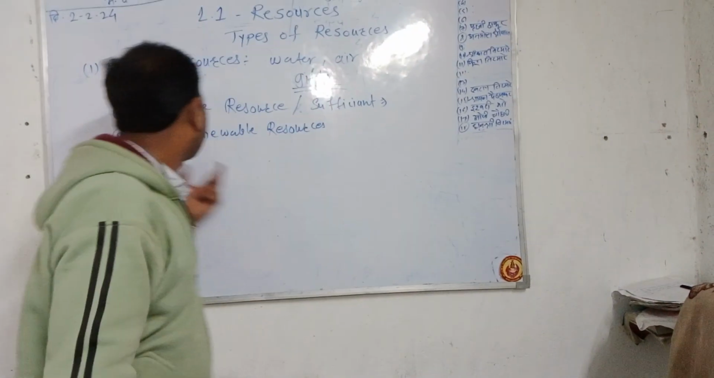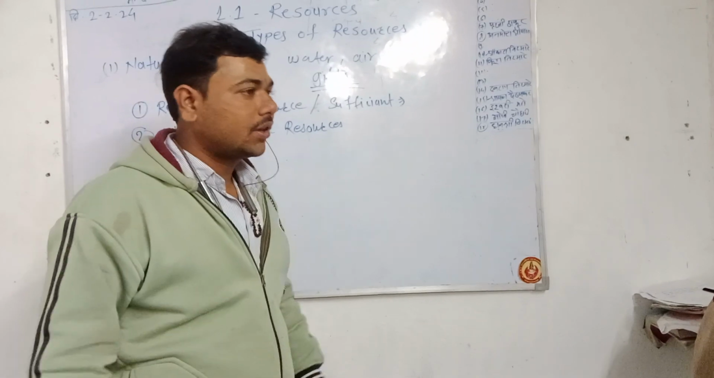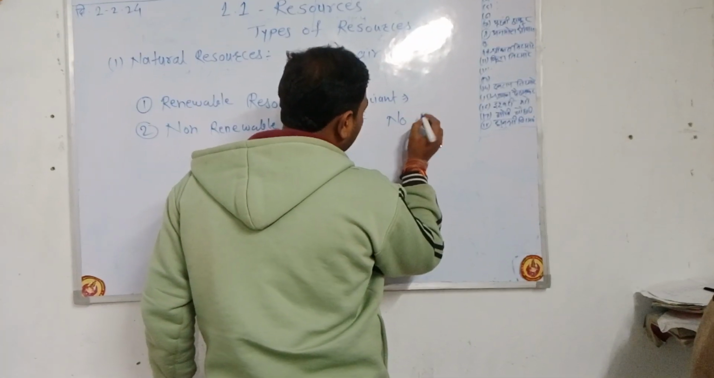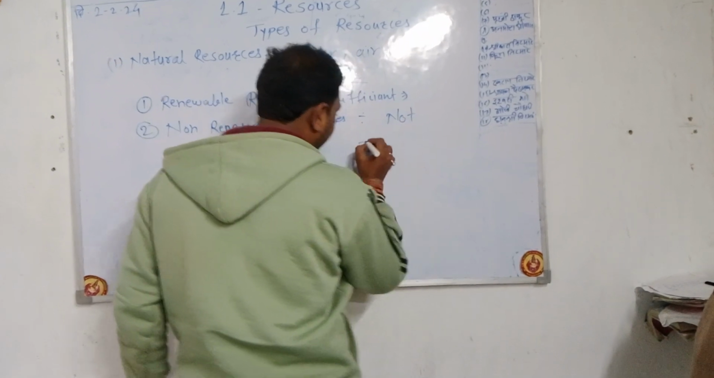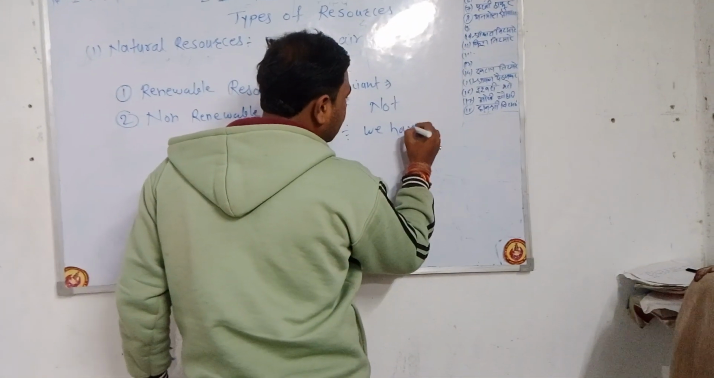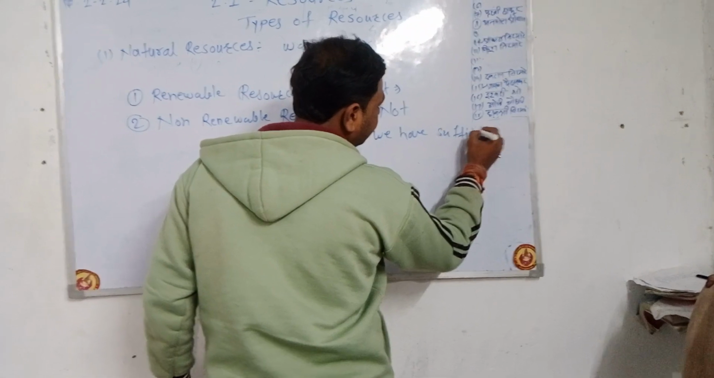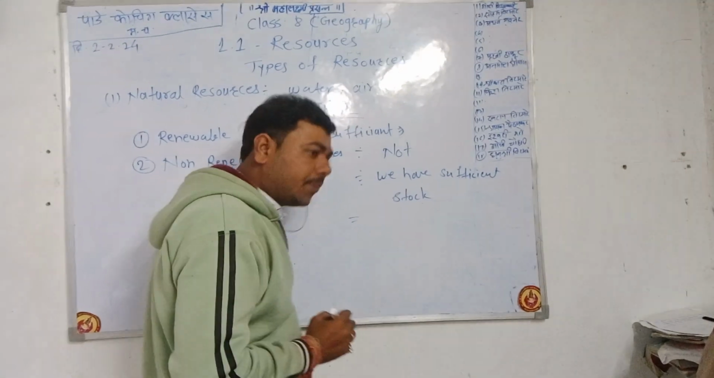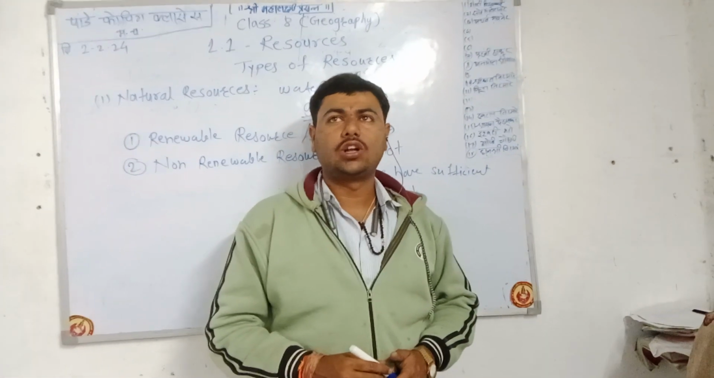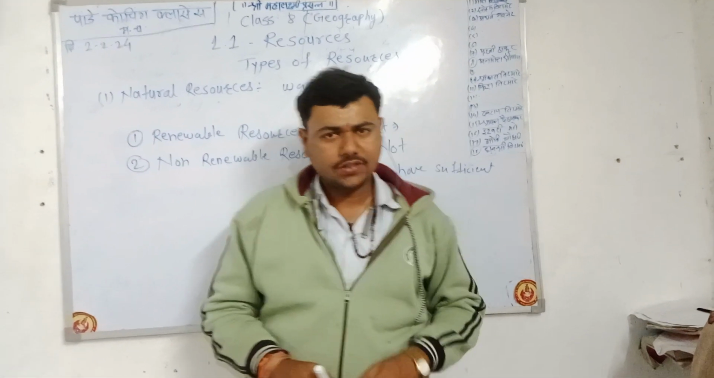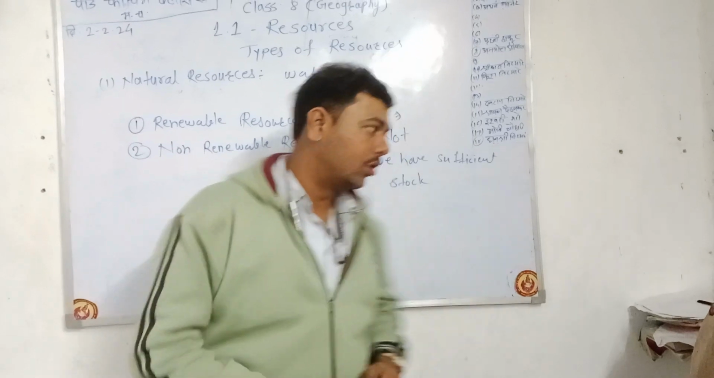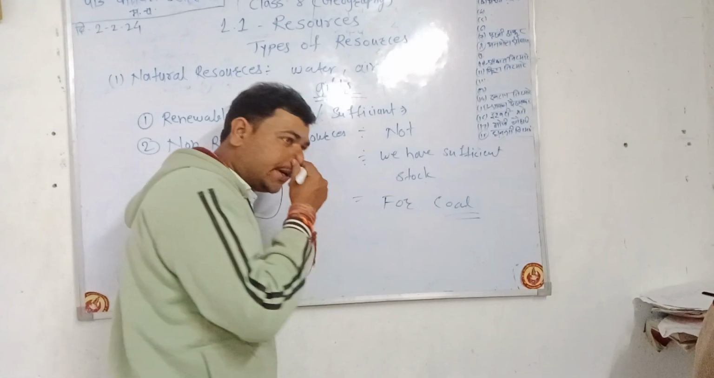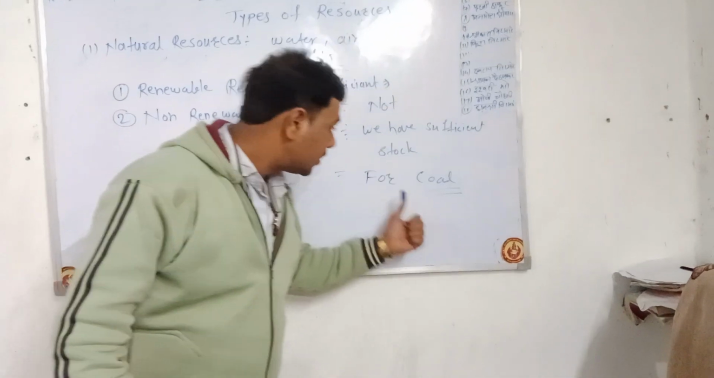Second one is non-renewable resources. Non-renewable resources means we do not have a sufficient stock. Such resources are called non-renewable resources. For example, petroleum or coal. We are using coal, and it is not in a sufficient position.